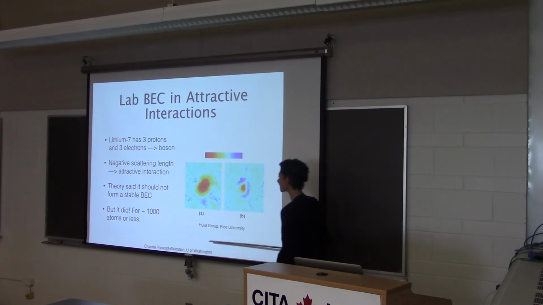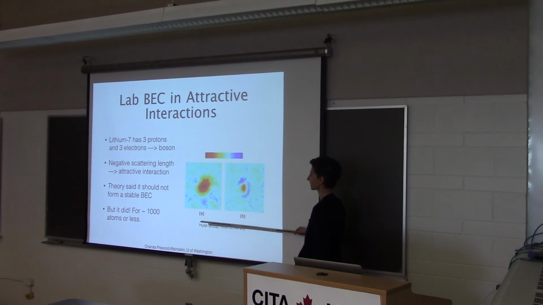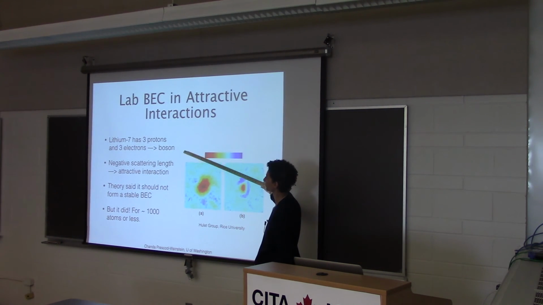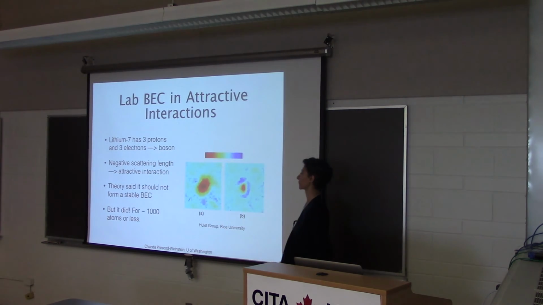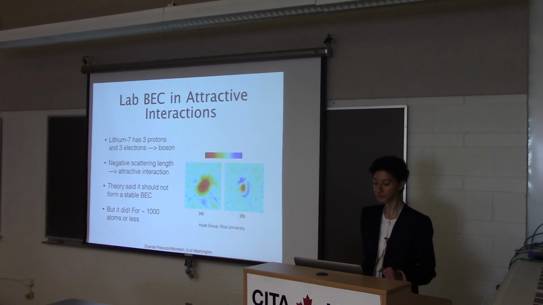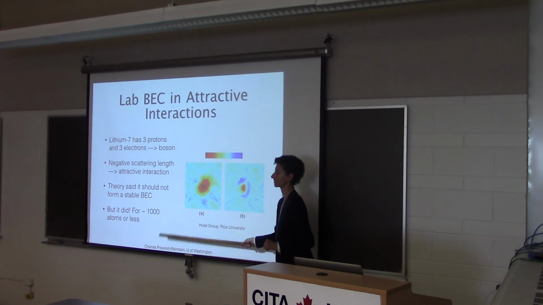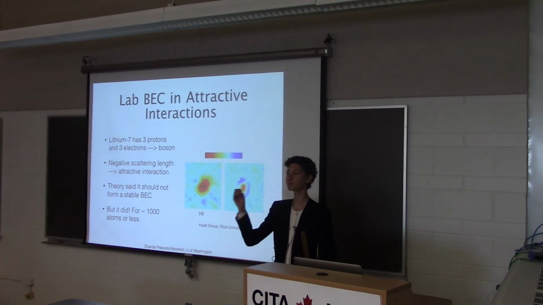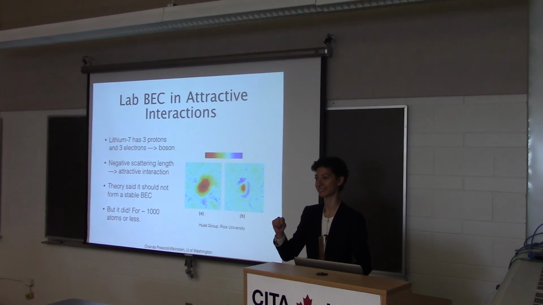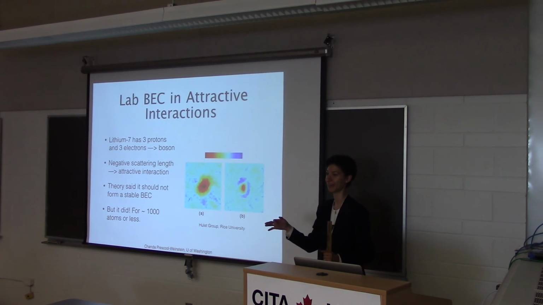It was expected that they would not be stable, that attractive-interaction Bose-Einstein condensates were not where the exciting action was at. Nonetheless, in 1997, a couple of years after the first BEC was formed in a lab, somebody tried it with lithium-7, which has a negative scattering length. And they found that, in fact, you could form a stable Bose-Einstein condensate, but they were size limited. If you put too many atoms in them, they collapse.